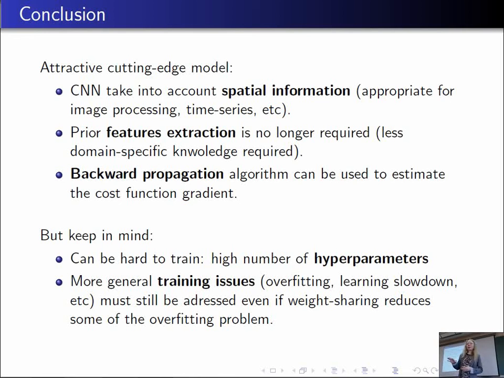I mean, mathematically it's easy, then in practice it's more complicated, but you have to keep in mind that you have a high number of hyperparameters, as I told you, learning rates, and here you add a lot of other parameters like the shape of your pooling layer, the number of feature maps, etc. And you have more general training issues like overfitting and slowdown, and it is partly addressed by weight sharing, but you still have to keep that in mind and to avoid that.